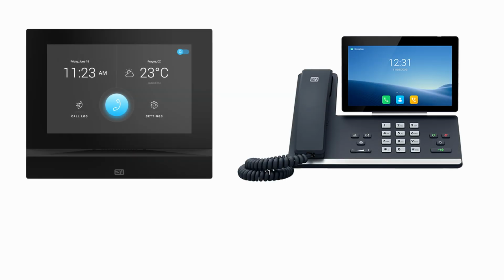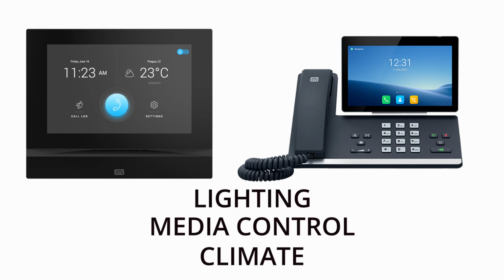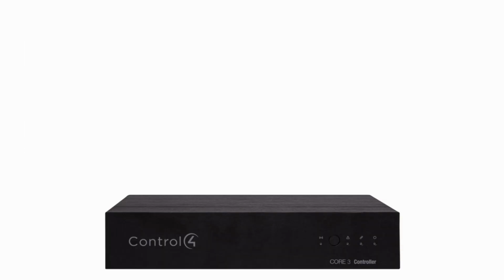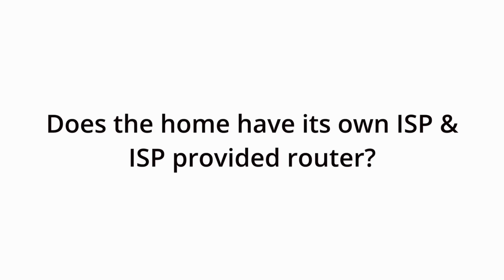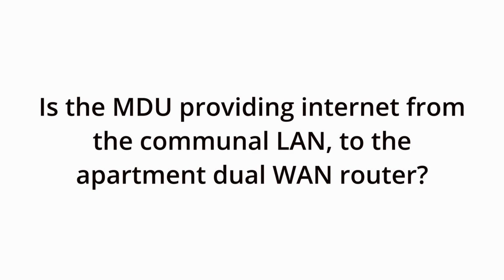Because these SIP phones and answering units are only really used for intercom and nothing else, such as lighting, media control, or climate, you just pop them physically in each apartment and it'd all be on a flat network. But when you have a control system, most of the time it would be installed behind its own router in the apartment. Depending on how you've spec'd the MDU, that could pose a few questions, such as: does the home have its own ISP and ISP-provided router? Is the MDU providing internet from the communal LAN to the apartment's dual WAN router?